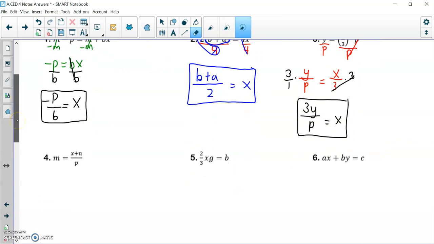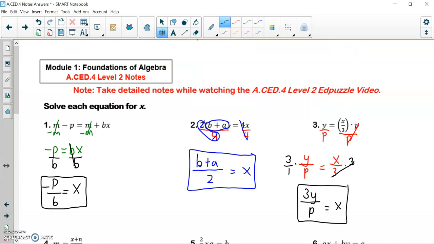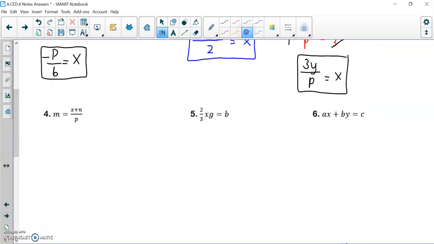So looking at number 4, I'm not going to do the normal equations now. I'm just going to deal with the literal equations. So in number 4, technically there's imaginary parentheses around the numerator here. And in order of operations, we take care of parentheses last. So I'm first going to start off by multiplying by p on both sides. So I have a pm, or an m times a p is the same thing as a p times an m, is equal to, these p's cancel out, and then I'm left with just my numerator of x plus an n.